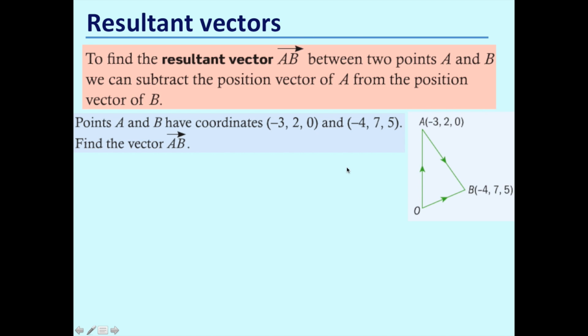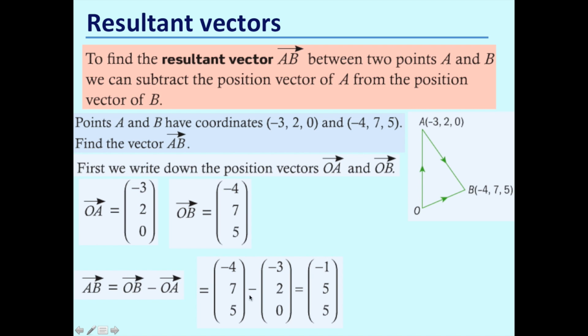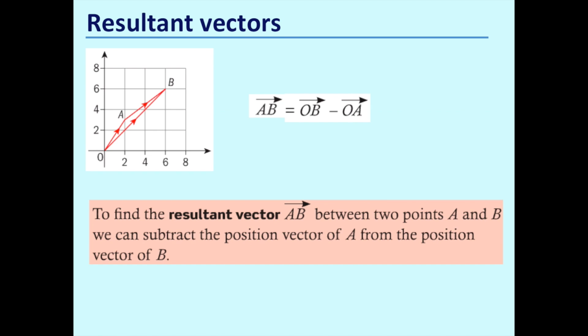So the first thing I would do is encourage you to plot a sketch. We've got the coordinates, so we can write down the position vectors of OA and OB. That's just interpreting this information and putting it in column form. And use the result from previously that the resultant vector AB results from subtracting the position vector of A from the position vector of B, and if we do that, we can see that we will end up with a resultant vector of (-1, 5, 5).